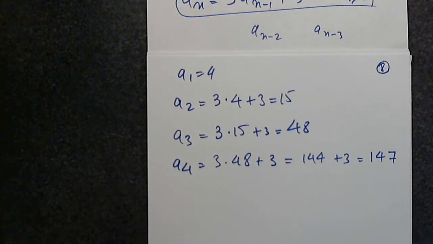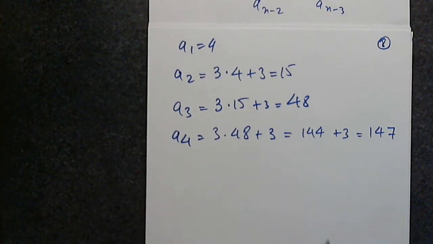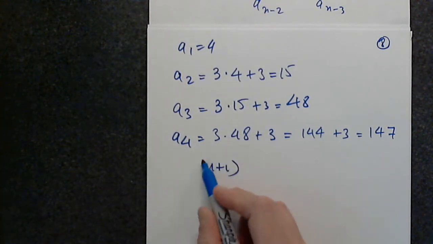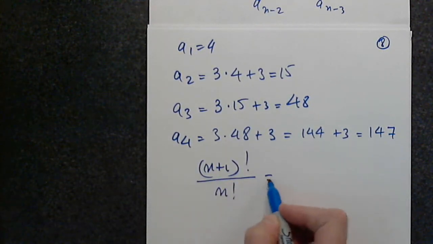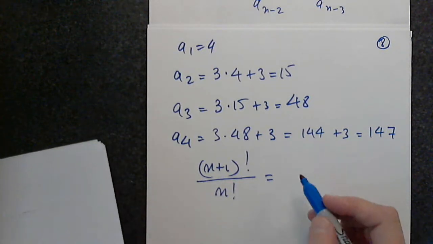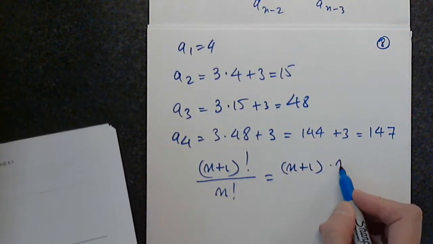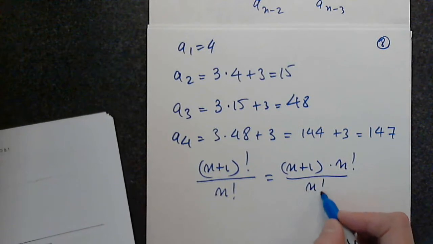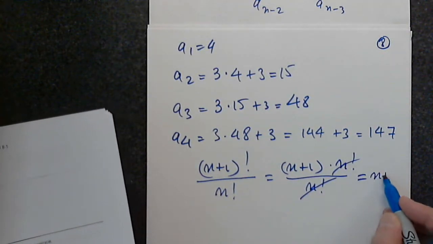Evaluate the factorial expression. Ready? Any questions on this? n plus 1 factorial over n factorial. Which one is bigger? Because I can't put this in the calculator. So it's n plus 1 times n factorial over n factorial. So it's n plus 1.